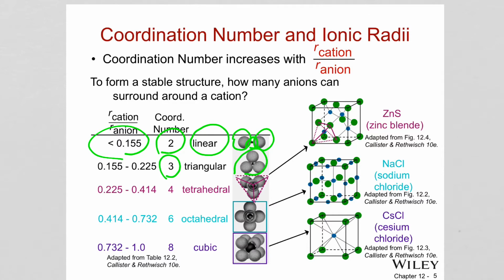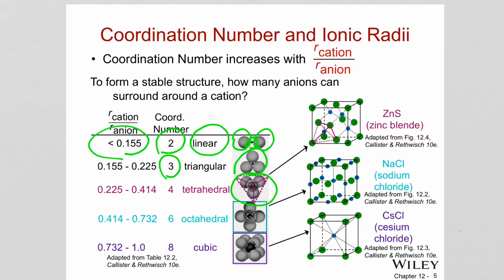For the coordination number 4, the ratio is in between 0.225 to 0.414. The cation is located at the center of a tetrahedron, like this one. Okay, so we are looking from top. The cation is actually at the center, and the anions are at each of the four corners.